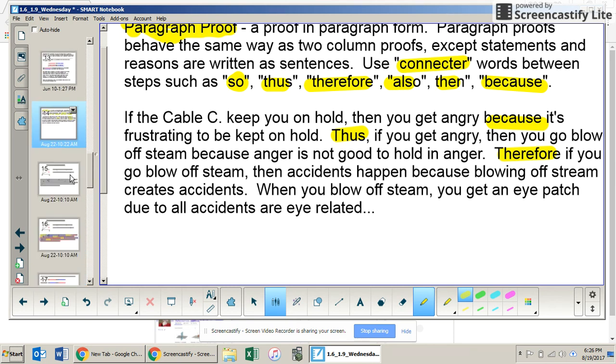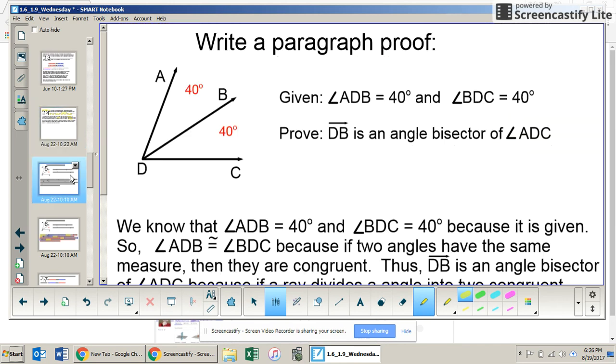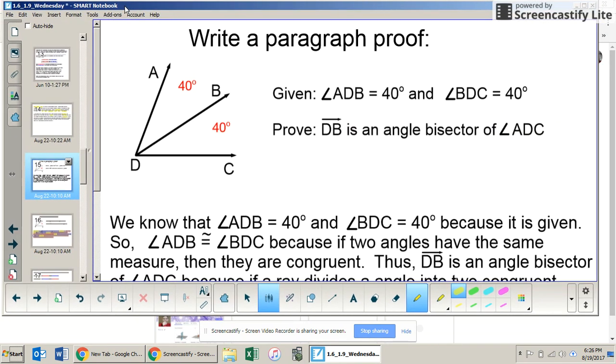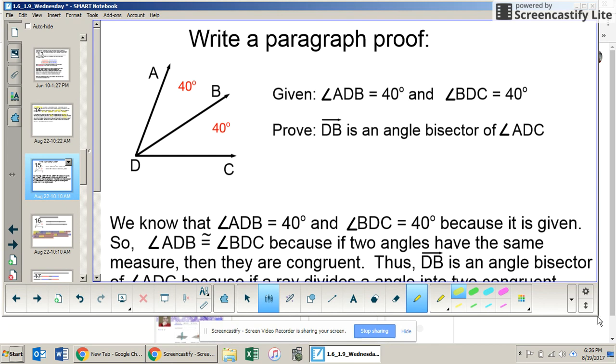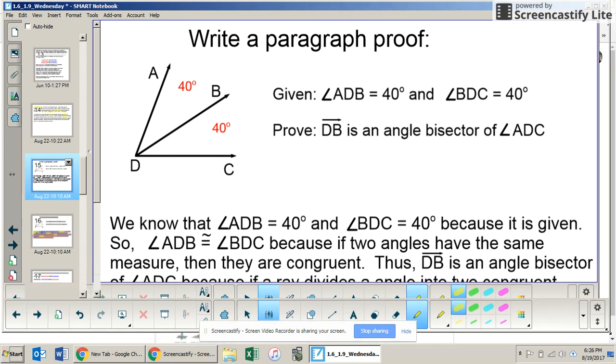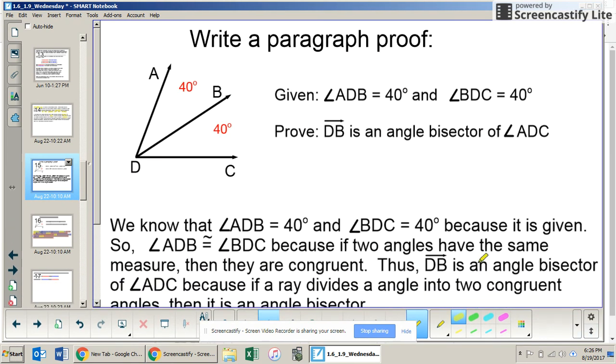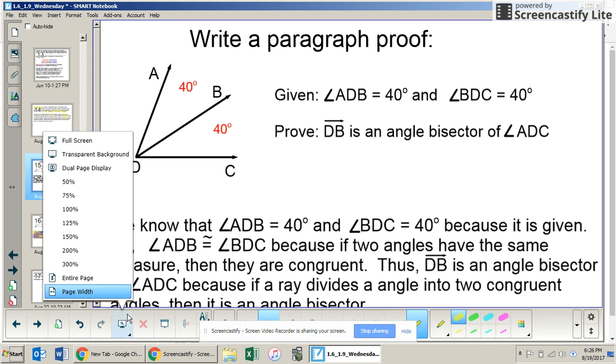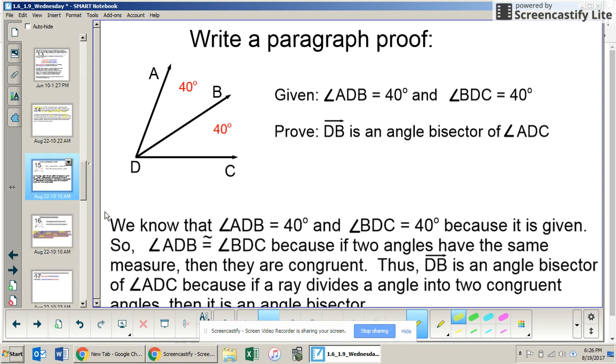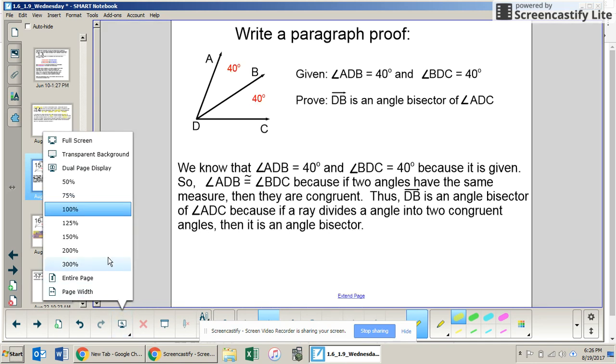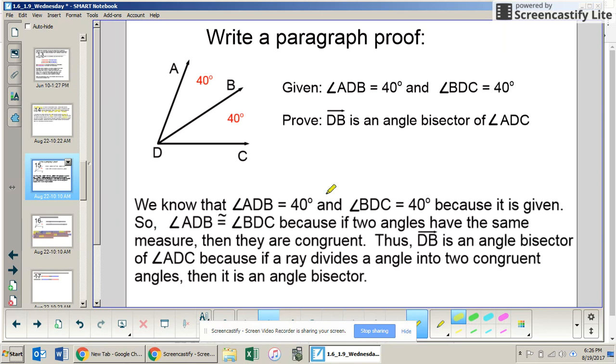So let's see an example of a real geometric proof. These are some different proofs that you'll be writing going forward. We do have a test coming up in a couple of days, and you'll be required to write a proof on one of these tests using some of the basic elements we've been talking about. So here's a simple proof, and let me just make the window a little bit more readable here. There we go.